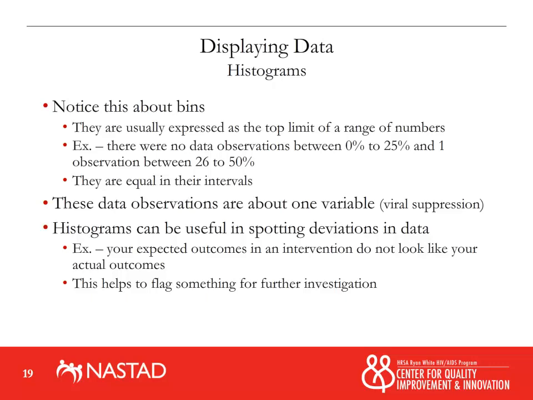They're usually expressed as the top limit of a range of numbers. If you remember from our histogram, one of the bins said 100. That meant 76 to 100. If you also look on the left side, you'll notice there was nothing between 0 and 25, and only one observation between 26 and 50. You always have to have equal intervals for your bins. Again, these data observations are all about the one variable, viral suppression.